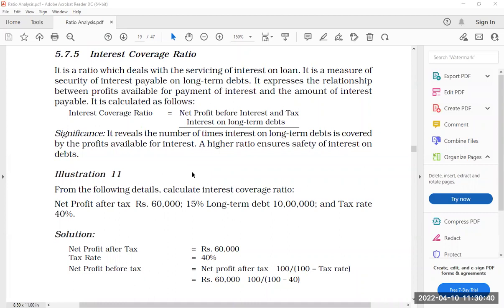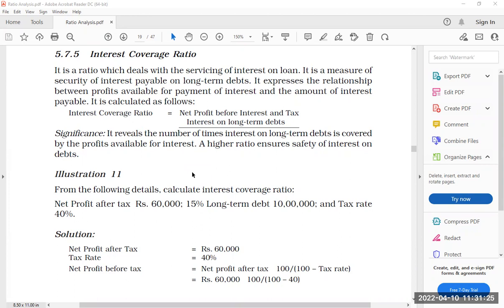If it is less, suppose I'm earning only 4,000. My interest payable is 5,000. So 4,000 divided by 5,000. 4,000 is the earnings, net profit before interest and tax. 5,000 is the interest payable on the long-term loans. 4 by 5 is equal to 0.8:1. Meaning 80 paisa is available roughly to pay off the interest of 1 rupee.